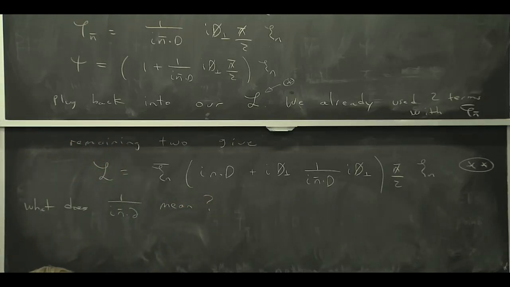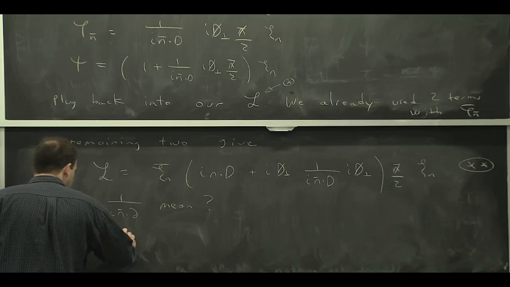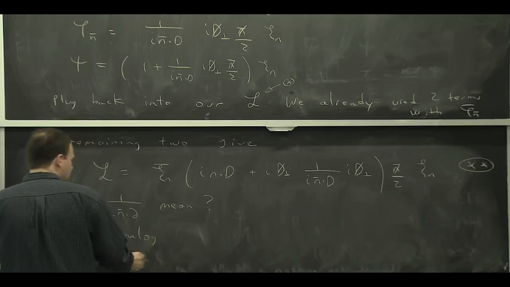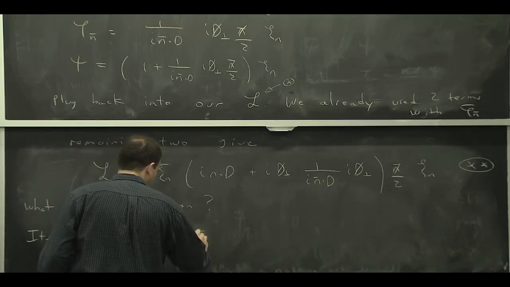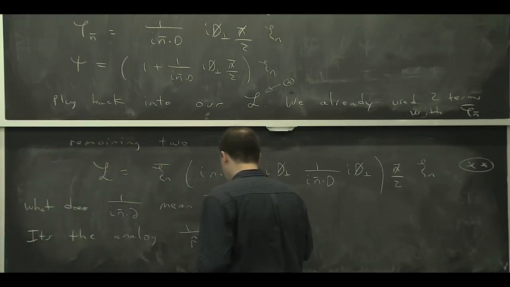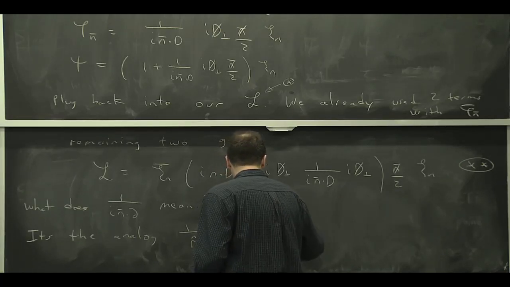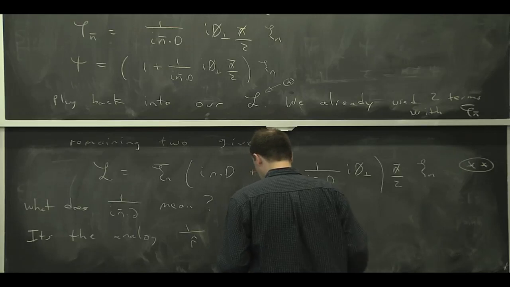So the way you define an inverse operator is exactly how you define an inverse operator in quantum mechanics. So let me remind you of that. This is the analog of, in quantum mechanics, having, say, a 1 over r potential. But if r is an operator, then you have a 1 over an operator. And the way that you define that is by the eigenvalues.